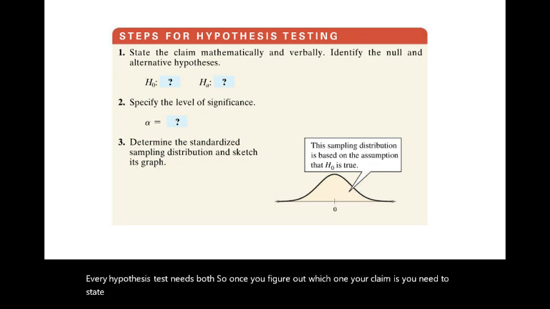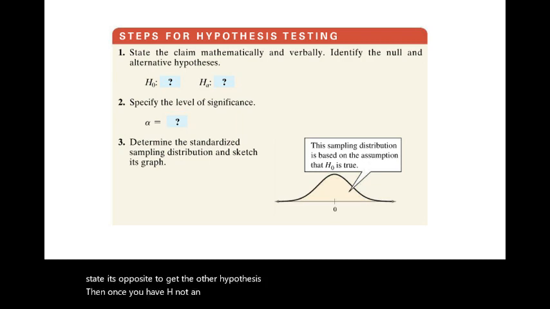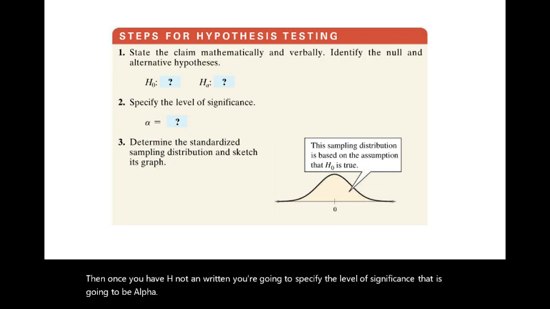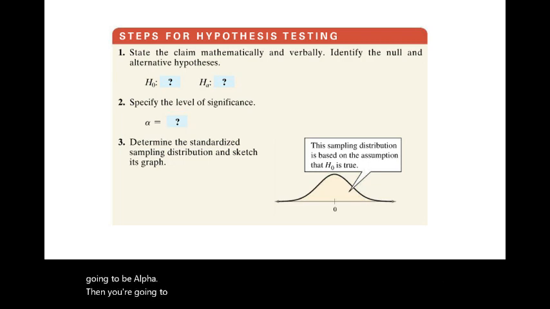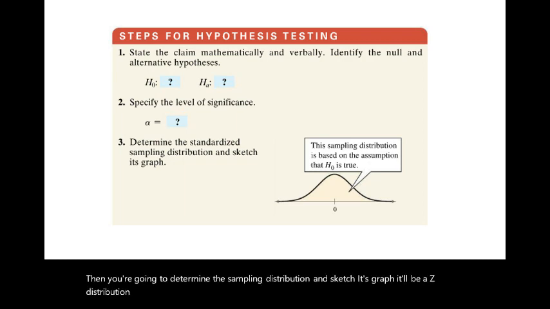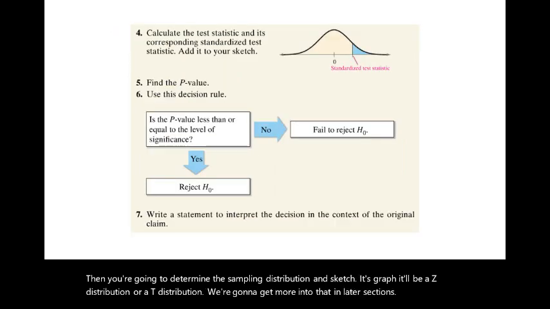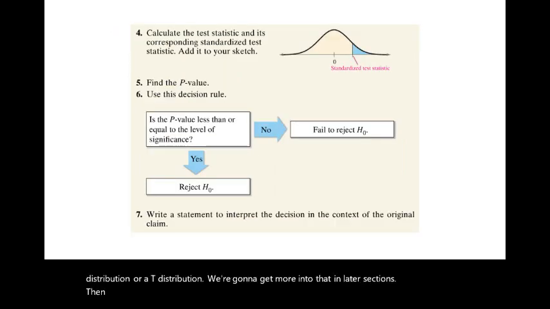Then, once you have H0 and HA written, you're going to specify the level of significance, which is going to be alpha. Then, you're going to determine the sampling distribution and sketch its graph. It'll be a Z distribution or a T distribution. We're going to get more into that in later sections. Then, you're going to calculate the standardized test statistic. Again, we're going to cover how to do that in later sections. And you're going to add it to your sketch.